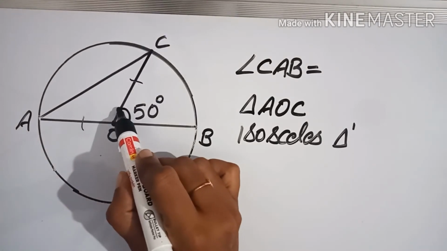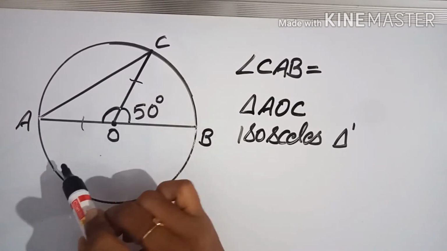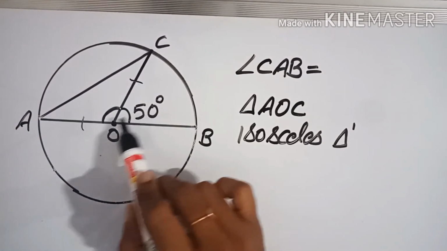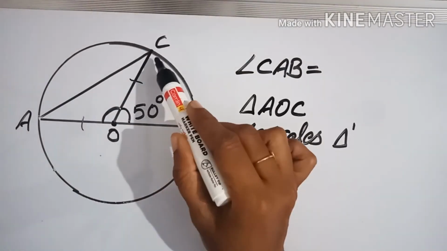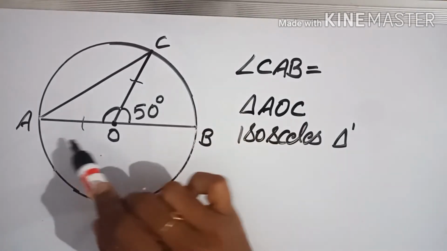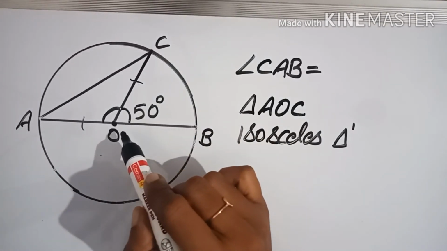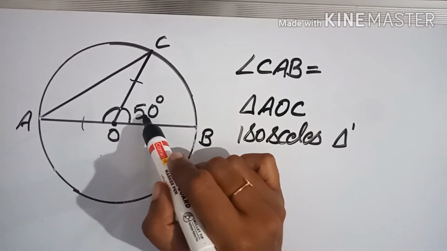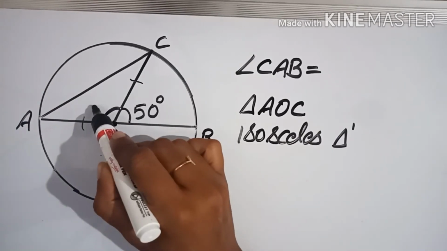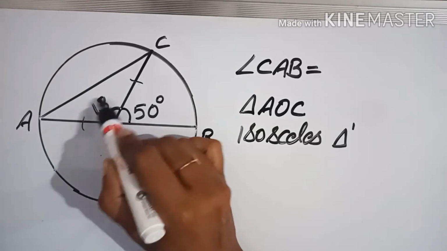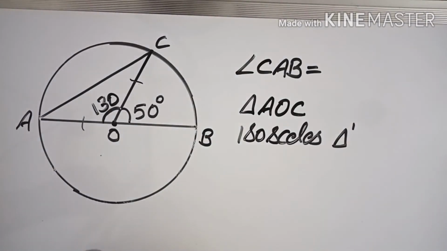Now what will be angle O here? If this is 50 degree, you can see it forms a linear pair, AB and CO. Line CO cuts the line AB, that means it forms a linear pair. So this is 50 degree means this will be 180 minus 50, that is 130 degree. This angle is 130 degree.